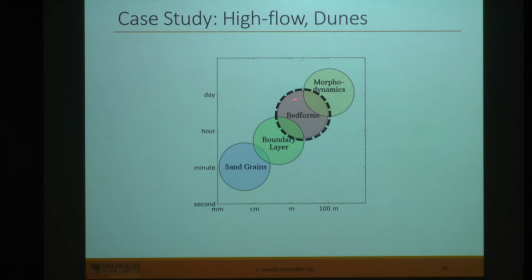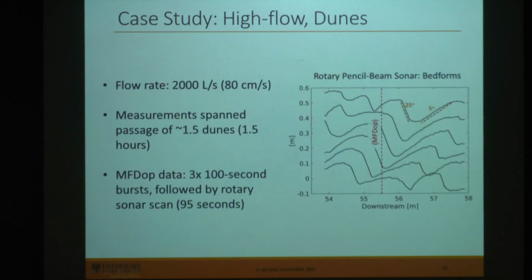So we're going now to the bed form scale. For this, I'm going to focus in on just one of the flow rates that we used, where we had a fairly high rate of flow, 80 centimeters per second, and we developed dunes in this case. So about a meter and a half wavelength, and about 10 centimeters tall, as you can see.